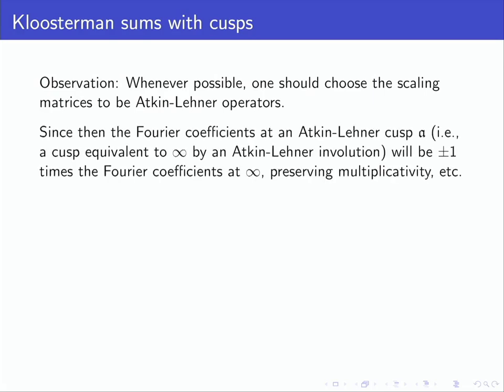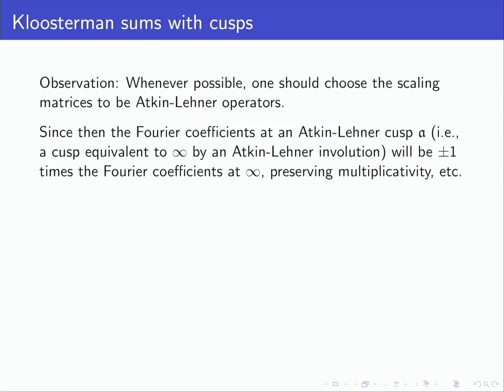The reason you would like them to be Atkin-Lehner operators is that if the Maass forms or the modular forms that you're working with are eigenfunctions, say if they're newforms, then they're eigenfunctions of the Atkin-Lehner operators, which are involutions. And so that means the eigenvalue is plus or minus 1. And so what that amounts to is saying that the Fourier coefficients at any cusp equivalent to one of these, okay, I'm trying to put too much into one sentence.